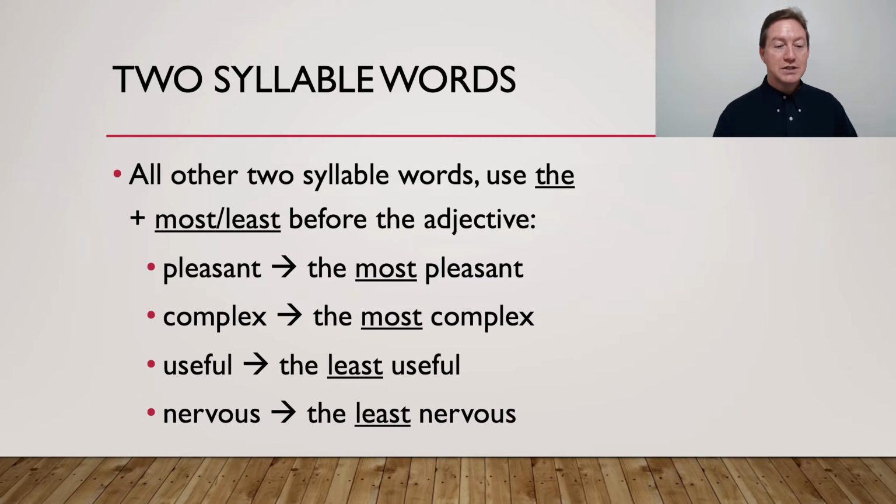Other two-syllable words that do not follow those first two rules, we would use the word the and then most or least to describe the situation. So pleasant. Pleasant is a nice, fine, happy, good feeling. So we would say pleasant becomes the most pleasant. Complex becomes the most complex. Useful becomes the most useful. And nervous becomes the least nervous. Most or least. I was the least nervous student in the class.